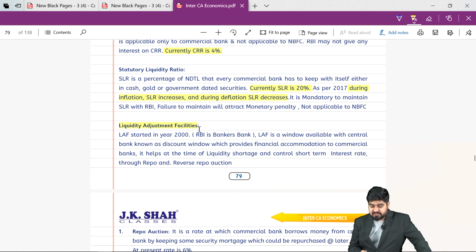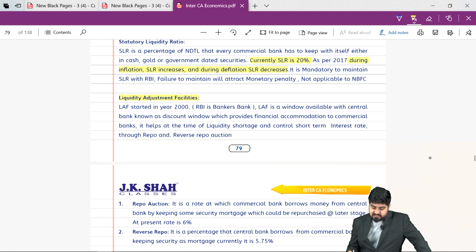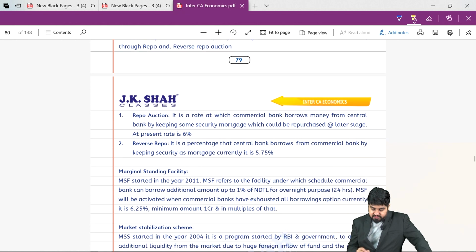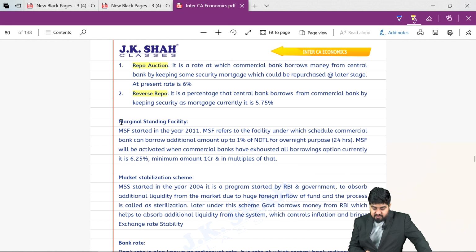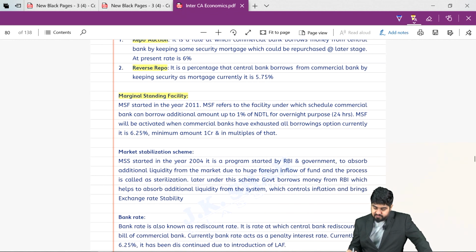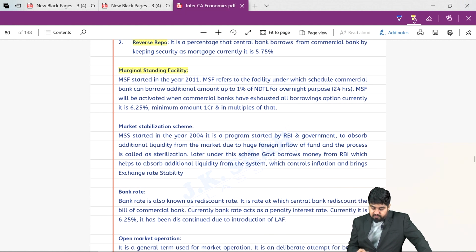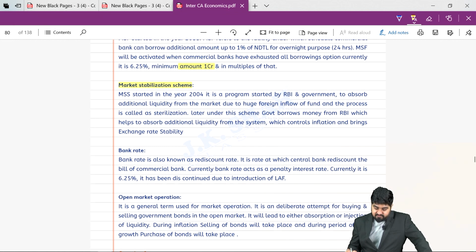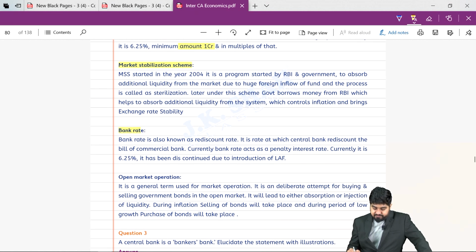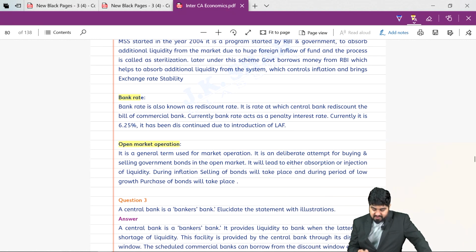Liquidity adjustment facility, go on marking students, these are the important points. Liquidity adjustment facility is nothing but the repo rate and the reverse repo rate. So we have repo auction and reverse repo. Then it will be the marginal standing facility, which is an extension of the repo rate facility, right? The minimum amount is 1 crore and in multiples of 1 crore. Other rules and regulations I have already given to you, so it's very simple for you. Market stabilization scheme we have understood, bank rate, and lastly it is open market operation.